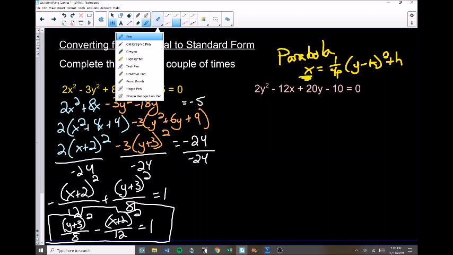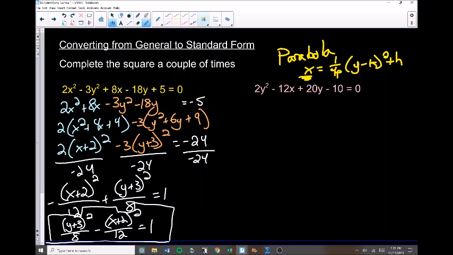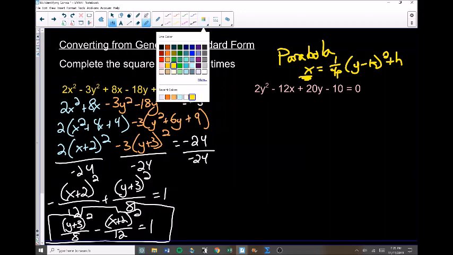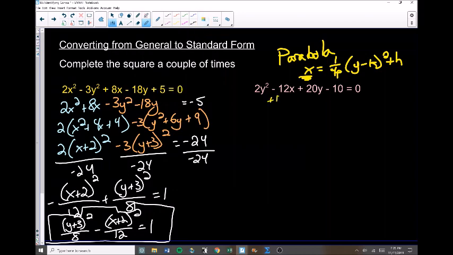So my first step is adding the x to both sides. If I add the 12x here and add it here, I'm going to flip around how this looks. I'm going to get 12x equals 2y squared plus 20y minus 10. This time I'm just completing the square once. You might think that makes it nicer, but it's actually kind of confusing because it's less obvious where things go.